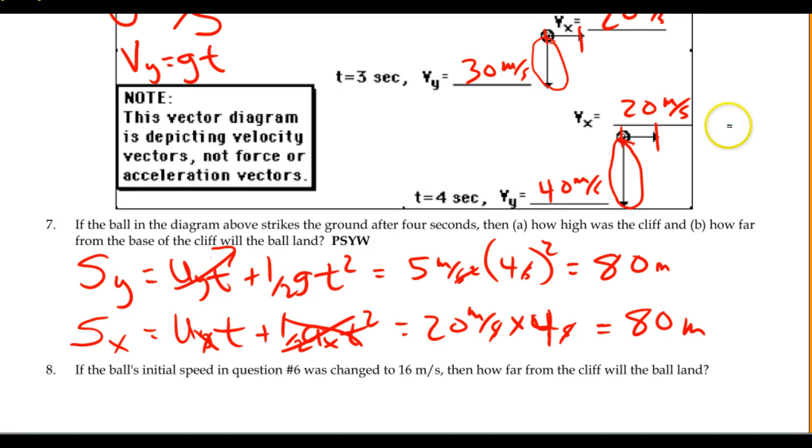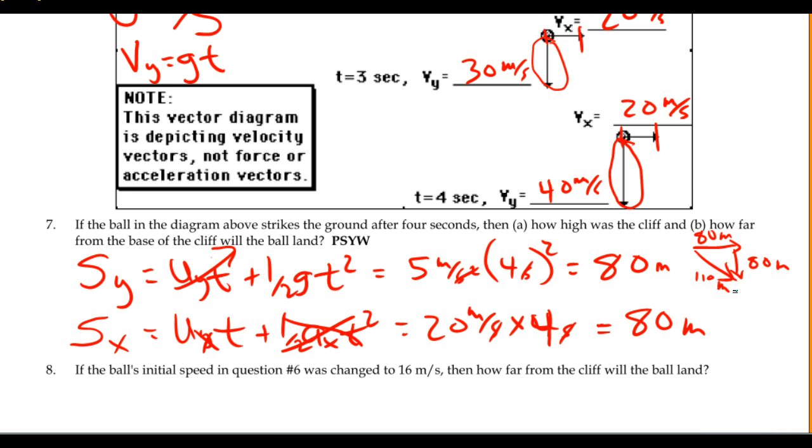If we wanted the overall displacement, we could use the Pythagorean theorem and add up 80 in the horizontal plus 80 in the vertical, and 80 squared plus 80 squared, take the square root, and we could figure out the overall displacement of the object, and we get about 113 overall meters, roughly 110 to two significant figures.